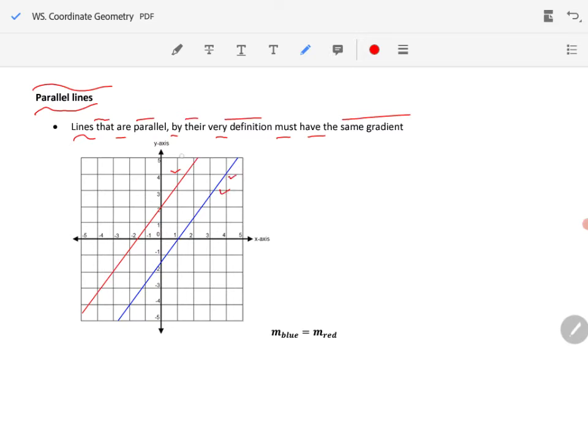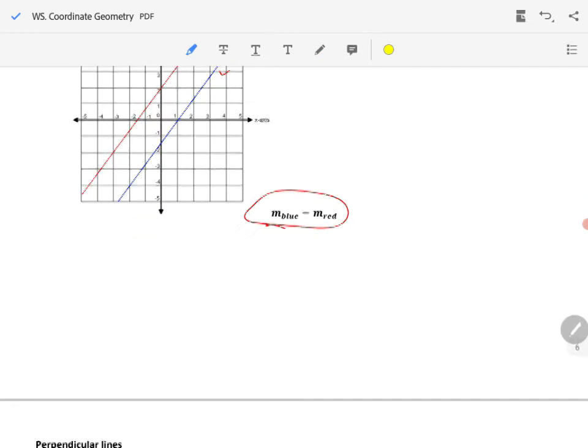The blue line and the red line are parallel. So the gradient of the blue line will be equal to the gradient of the red line. This is the first knowledge.